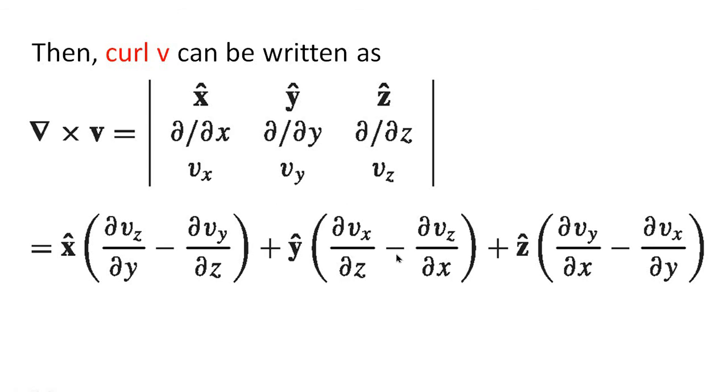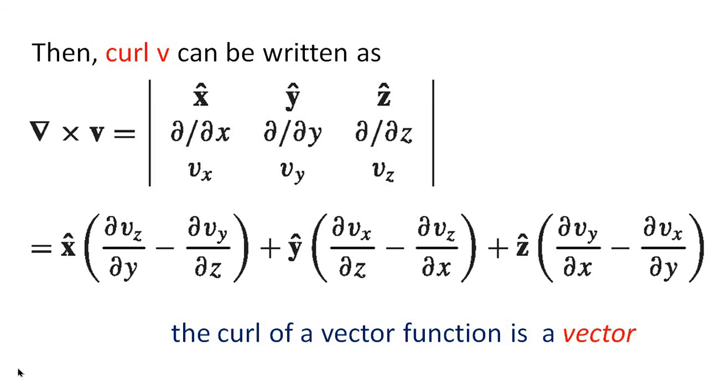If we take that minus inside, the equation will be like this, that is plus y cap into dou vx by dou z minus dou vz by dou x, plus z cap into, after neglecting the row and column containing it, we will get dou vy by dou x minus dou vx by dou y. Now in the result we can see the x cap, y cap and z cap, that is the unit vectors. So the curl of a vector function is a vector.